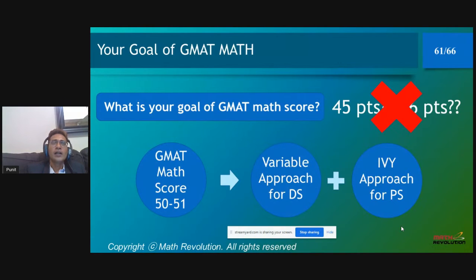I know how a student gets frustrated when they have been consistently hitting 48, 48, 48, and they are finding no single way to get to 50, 51. So I understand how frustrating that is. So GMAT math is score 50, 51, a simple job. For DS questions, variable approach. For PS questions, IV approach.